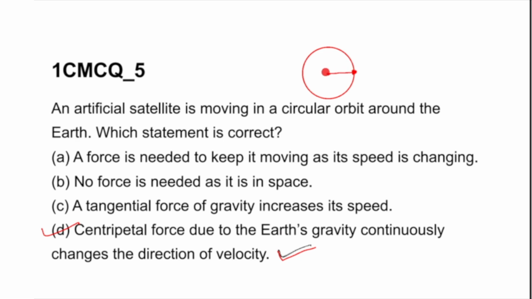In a similar way, if we have the Earth now, and this is a satellite, and it is moving in a circular fashion, we don't have any string here, but this string is invisible, which is called gravitational force.